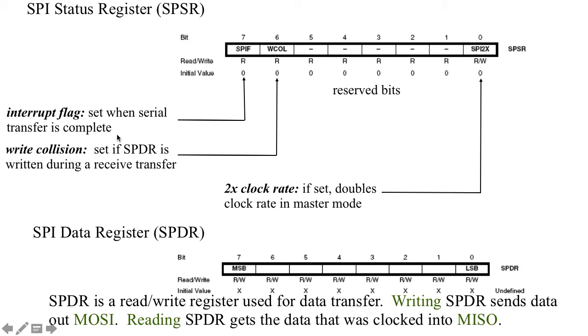There's an interrupt flag. Once a transfer is complete, you can check it to make sure the transfer is done. And if there's been a write collision, you'll get a write collision flag. The SPI data register is normally packed prior to any sort of transfer. And when the transfer is complete, you should be able to read out of it when it's coming in or write into it on its way out.